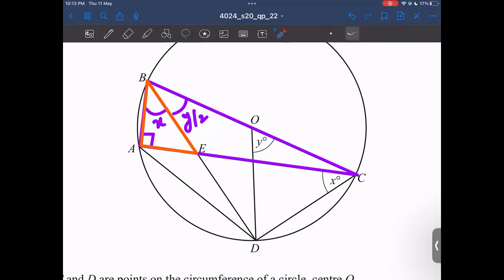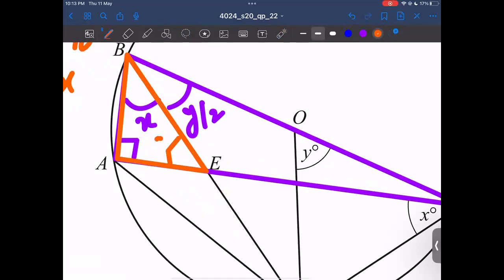So the sum of the angles of the triangle is 180. I'm finding out this angle over here. So 180 minus 90 minus x. So it's going to be 180 minus 90 is 90, 90 minus x. This angle over here is 90 minus x.